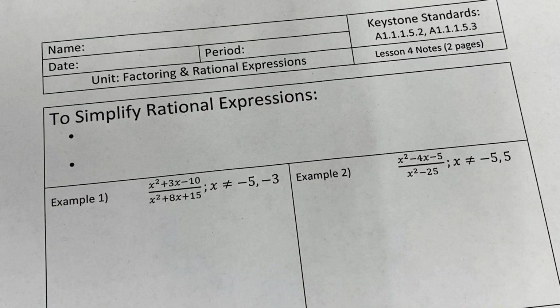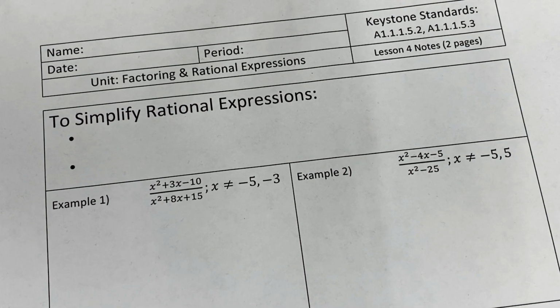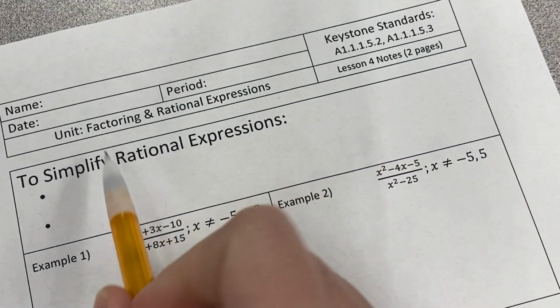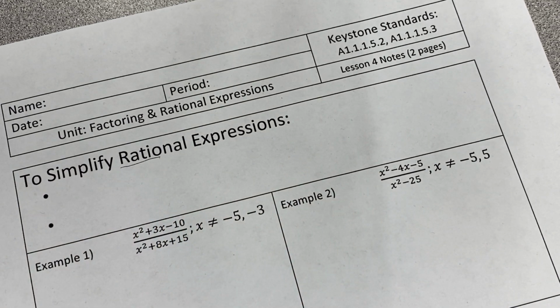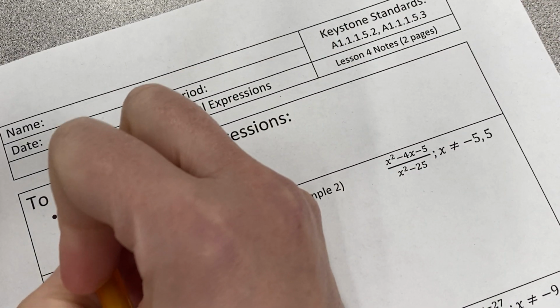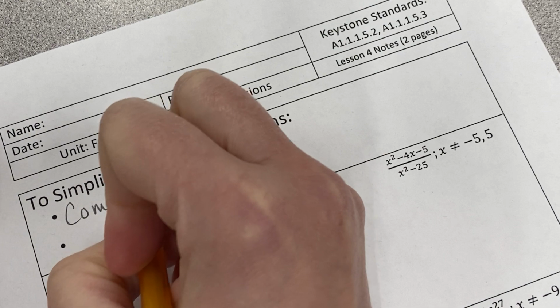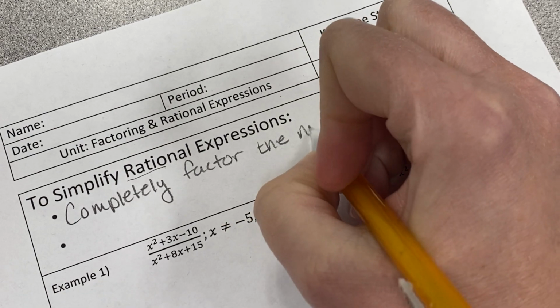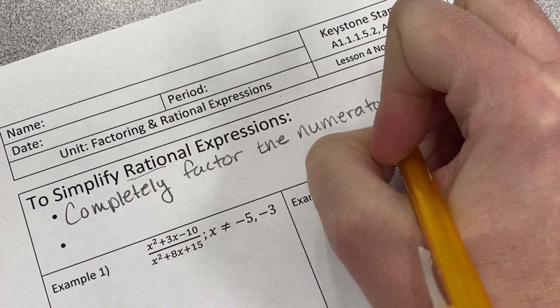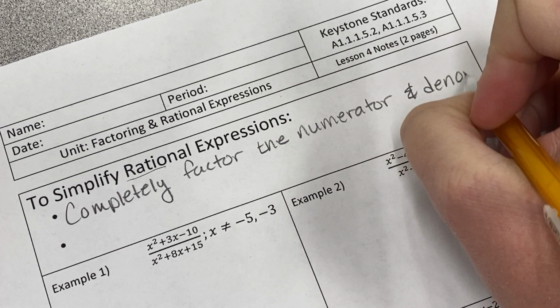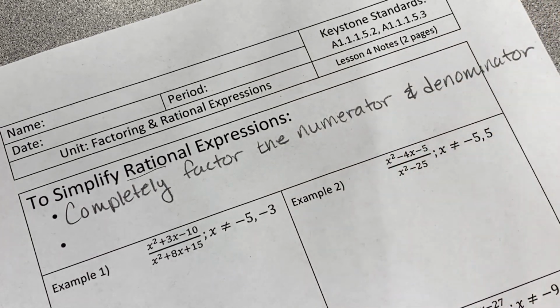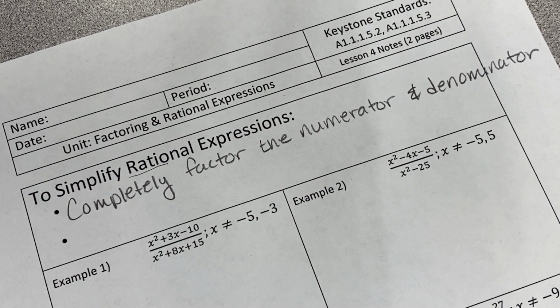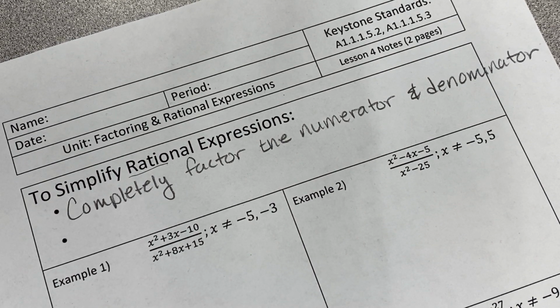This is lesson 4 for the factoring and rational expressions unit. So to simplify a rational expression, so rational, you see the word ratio, so we're looking at fractions really, you want to completely factor the numerator and denominator. That's the first step. And then the second step is to cancel the expressions that are identical and reduce GCFs if necessary.